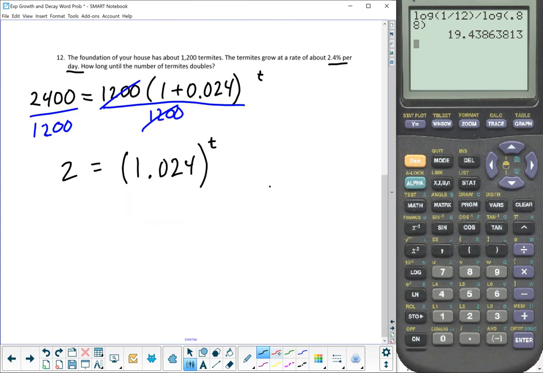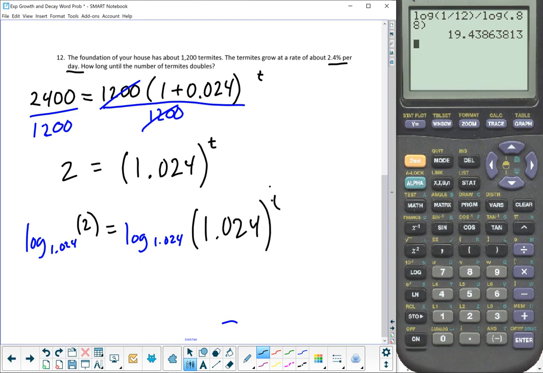We're going to go ahead and log base 1.024 both sides. So log base 1.024 of 2 is going to equal log base 1.024 of 1.024 to a t power, right? So all of that. And again, by doing that, we've managed to free our exponent of t.